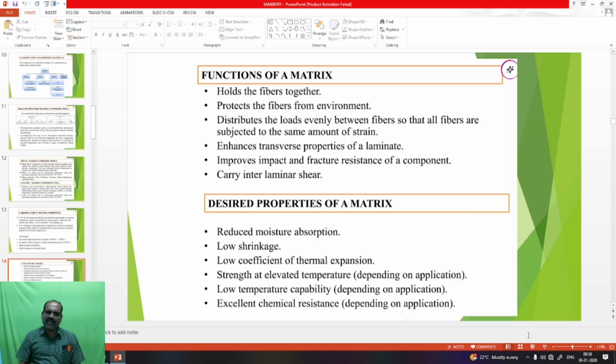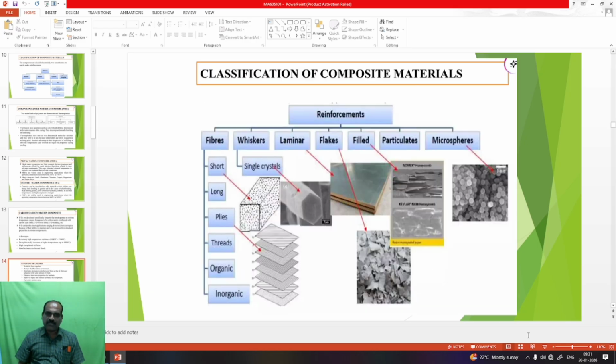The desired properties that a matrix should have are reduced moisture absorption, low shrinkage, low coefficient of thermal expansion, strength at high elevated temperature depending upon application, low temperature capability depending upon application, and excellent chemical resistance.